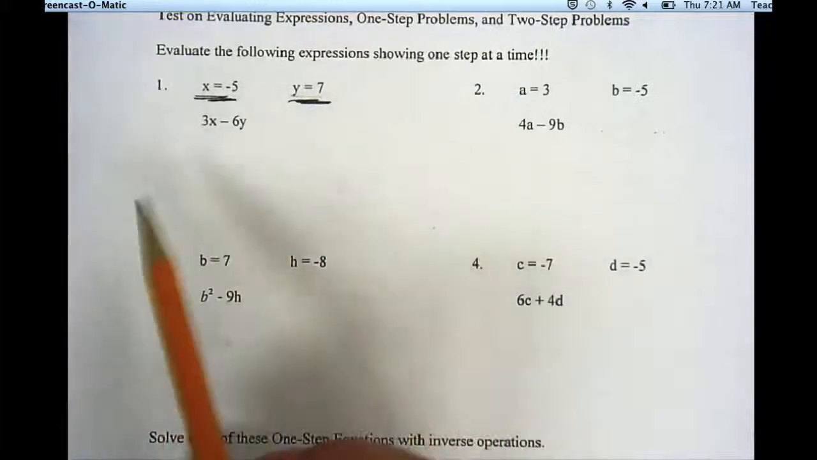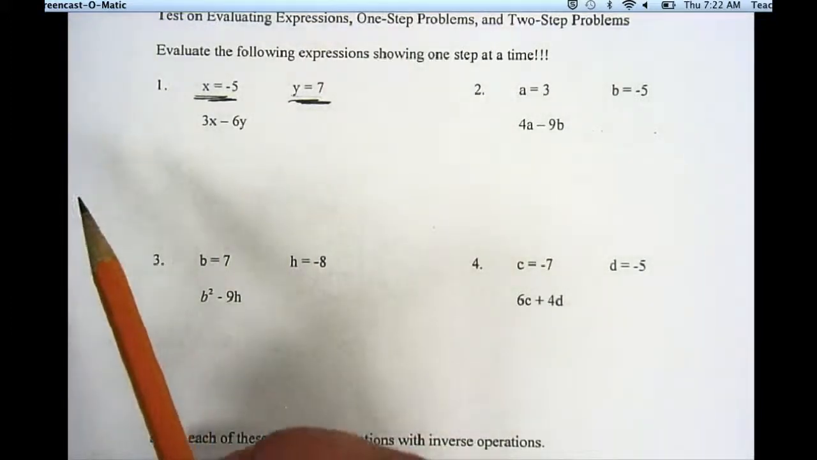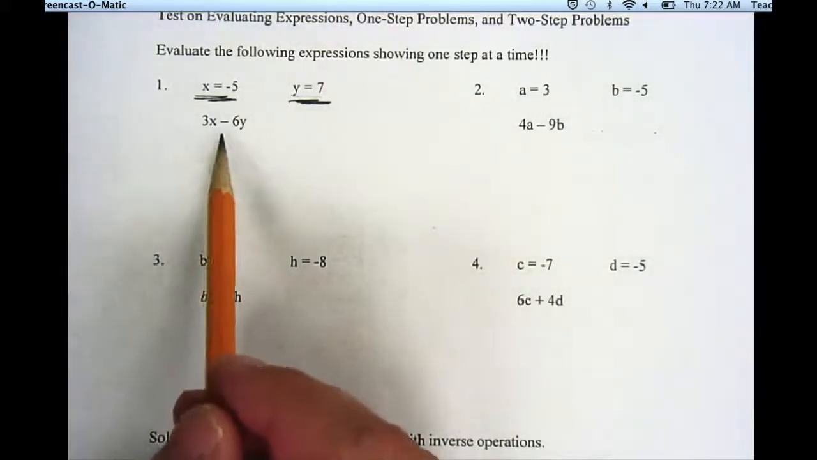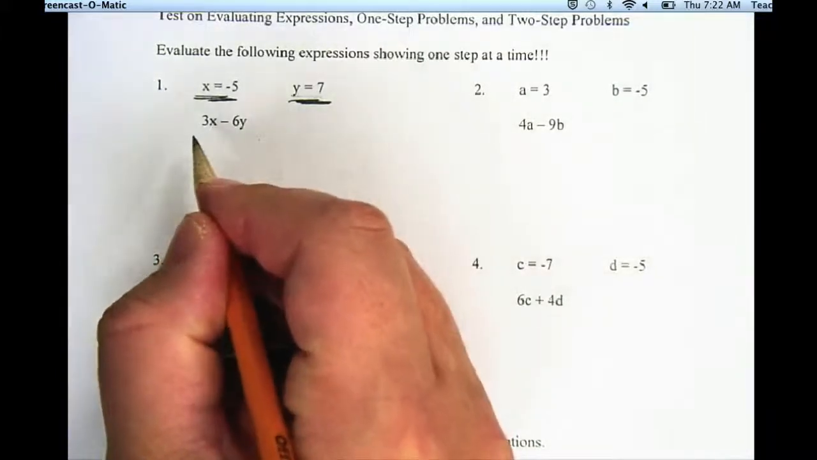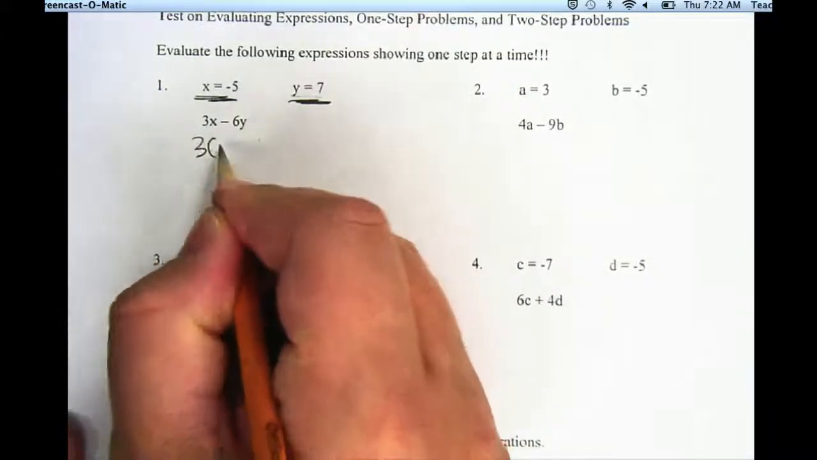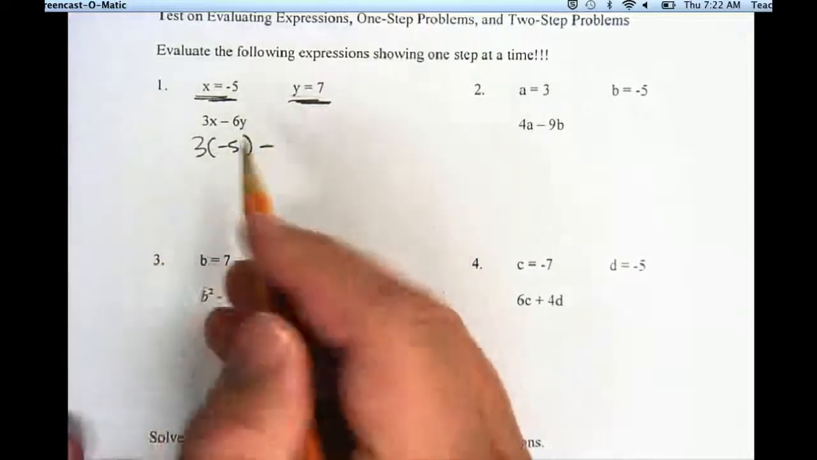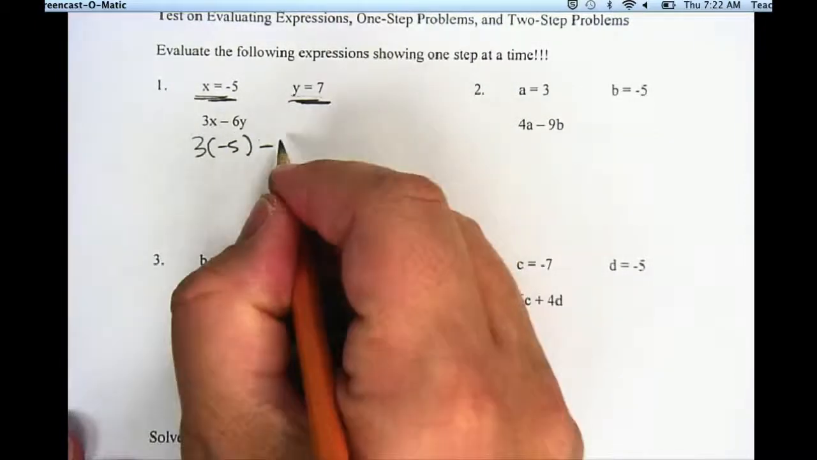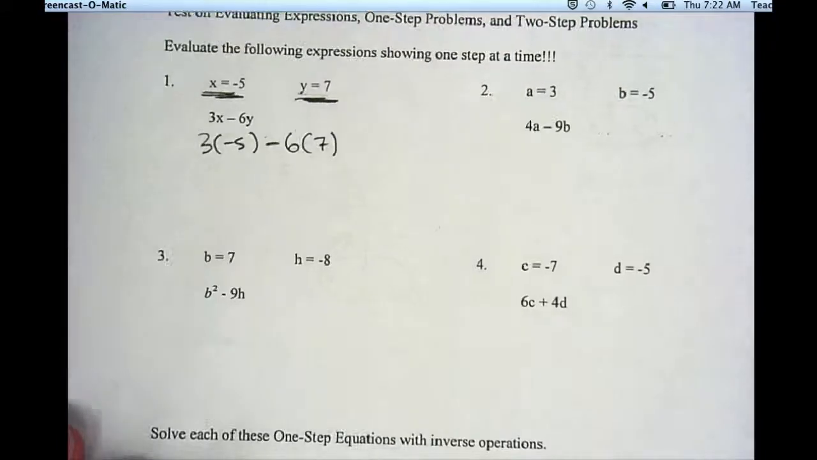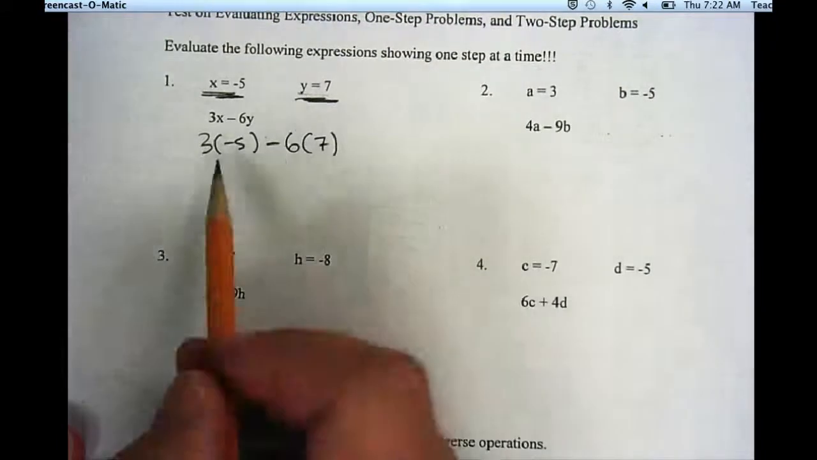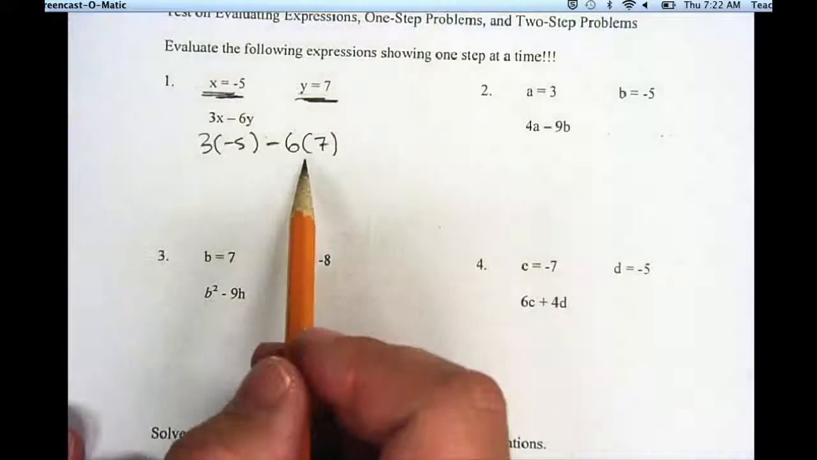First of all, I have to substitute in the values for x and y into my equation. So if I have 3x, that's going to become 3 times -5 minus, and 6y is going to be 6 times 7. Then it just becomes an order of operations problem that I have to solve one step at a time. The first step I have multiplication, I have subtraction, I have more multiplication.